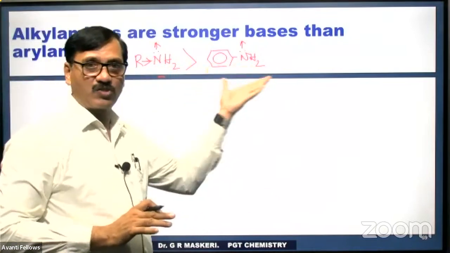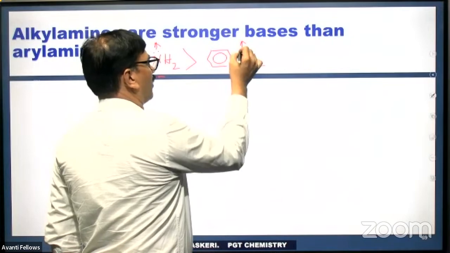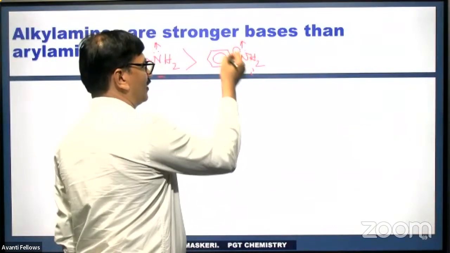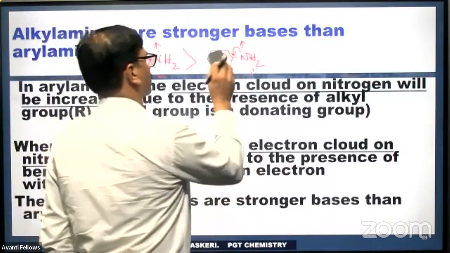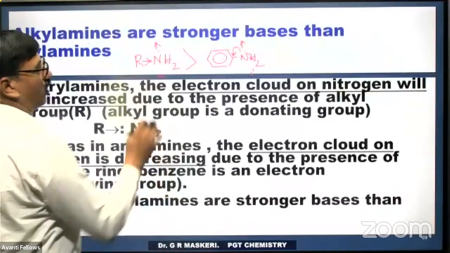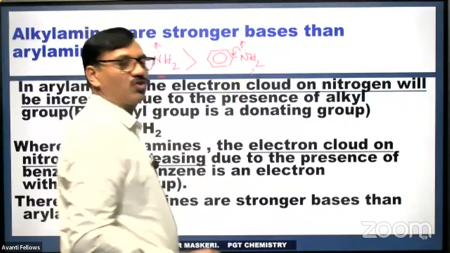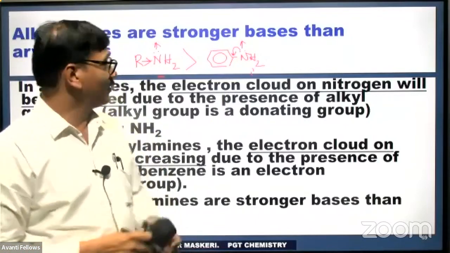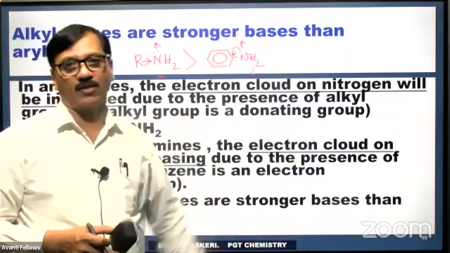But whereas here, these electrons are involved in the conjugation system. It can form a double bond here. Suppose these electrons are involved in this conjugation system, alternate single bond and double bond, then this cannot be more basic. This does not have the ability to give the electron.